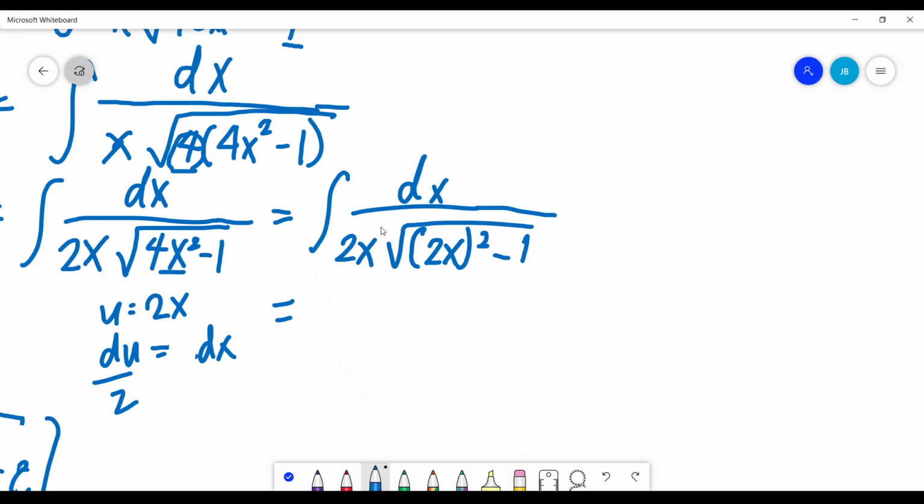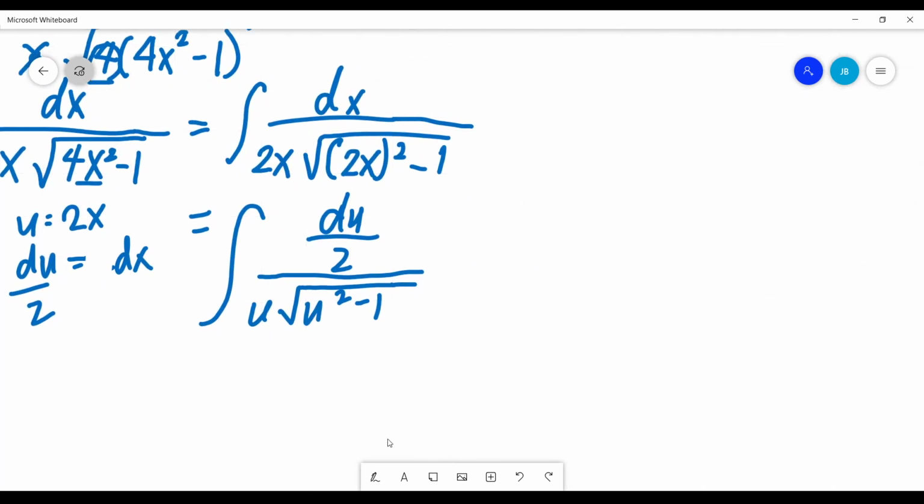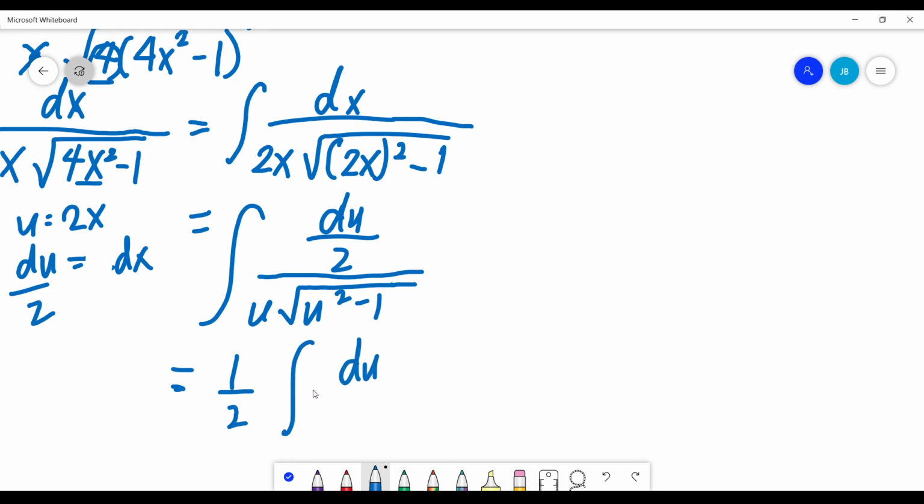Okay, so let's make this function in terms of u. So that's du over 2 for dx, right? All over your 2x, which is u. Then this is u squared minus 1. Okay, we are successful. So we have made it into the arc secant integration, right? So it becomes 1 half, then du over u squared minus 1 square root, sorry, square root of u squared minus 1.